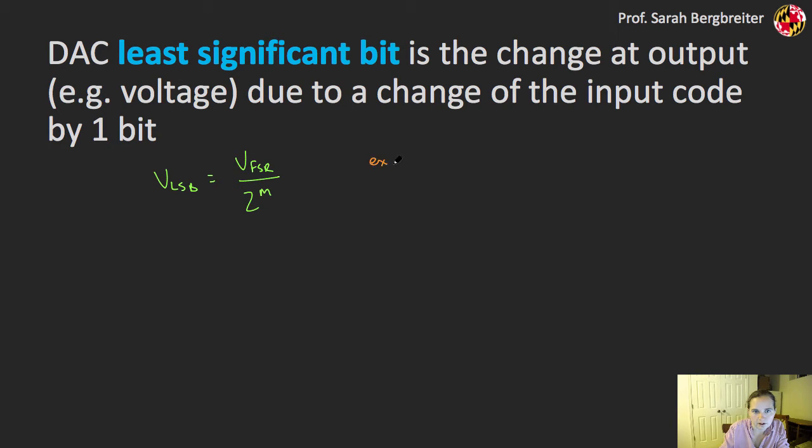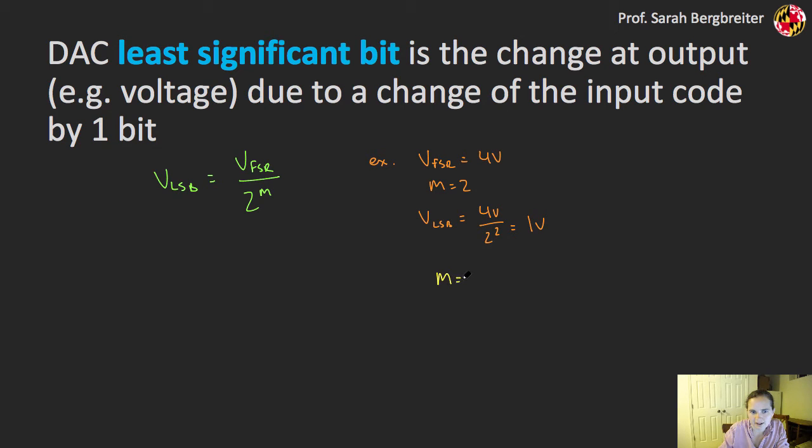So a couple quick examples of this. If I had a full scale range of 4 volts, say, and only a 2-bit DAC, then I would have a least significant bit in this case of 4 volts divided by 2 to the 2, or 1 volt. And that's effectively saying I'm going to have 1 volt levels between my output. Maybe I start at 0 volts, I go to 1 volt, 2 volt, 3 volt. Or maybe I start at 1 volt, 2 volt, 3 volt, 4 volt. Right? So those are my possible outputs.